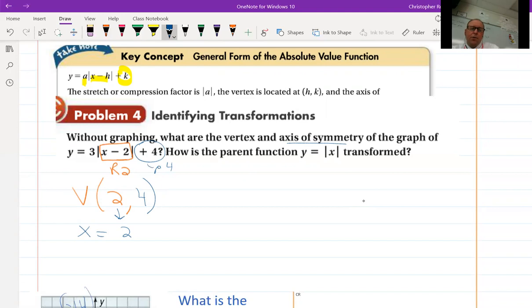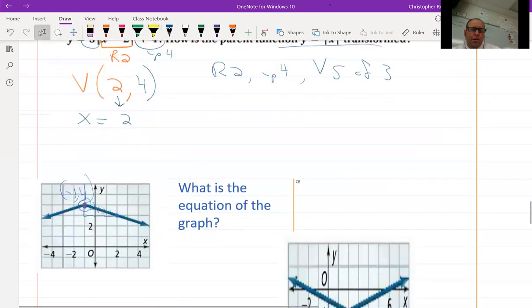And how is it transformed? Okay, so we've already started answering this question. We know that it's going to be right 2, it's going to be up 4, and what about multiplying by 3? Okay, so will that stretch it out or squish it? Right, you're going to stretch it out. It's a vertical stretch of 3. Okay, pretty good, pretty good.